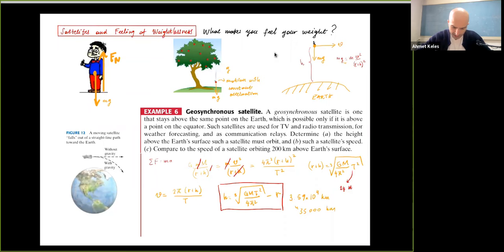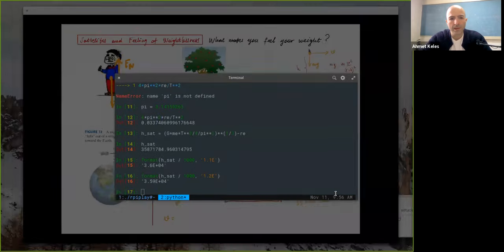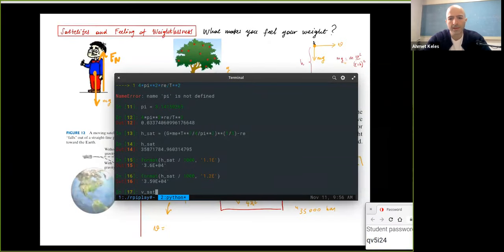So let's calculate the speed of the satellite. What is the speed? I think we already have it. Here V is equal to, okay, I think that's the speed. From here, we already have everything. So let's calculate that. V satellite is equal to 2 times pi times RE plus H satellite, divided by T. And this is in meters per second, okay?